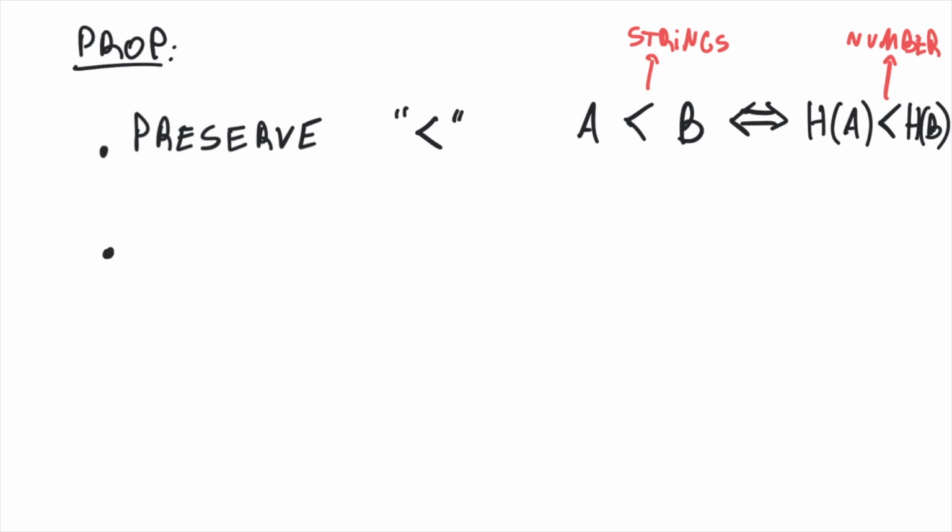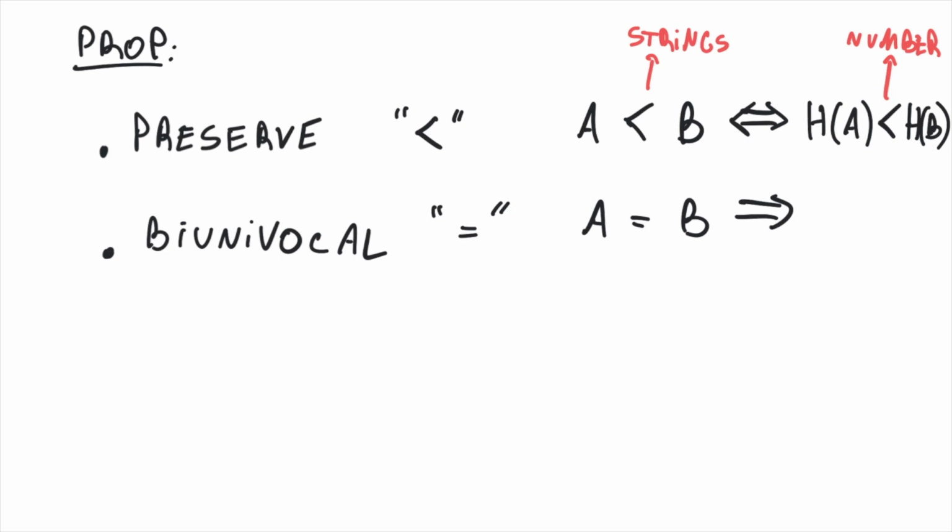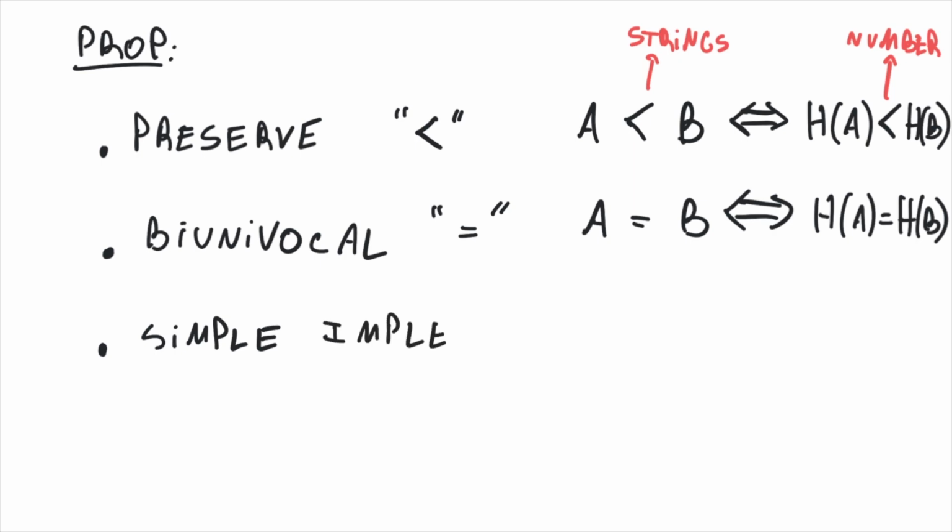A different property that is related to this one is that it is biunivocal. That means that we have an equal operator that also translates from strings to hashes. So if A is equal to B, then h of A is equal to h of B. And moreover, if we have the right hand side, then A is equal to B. So if the hashes are the same, the strings are the same. Of course, another property that is very nice is it's simple to implement. This is just converting to a base k number, right? So it has a very simple implementation.